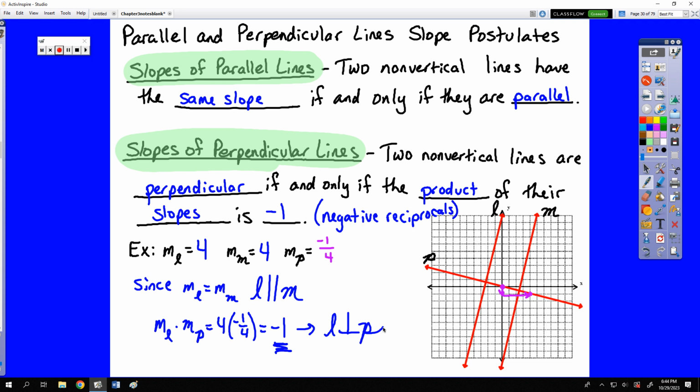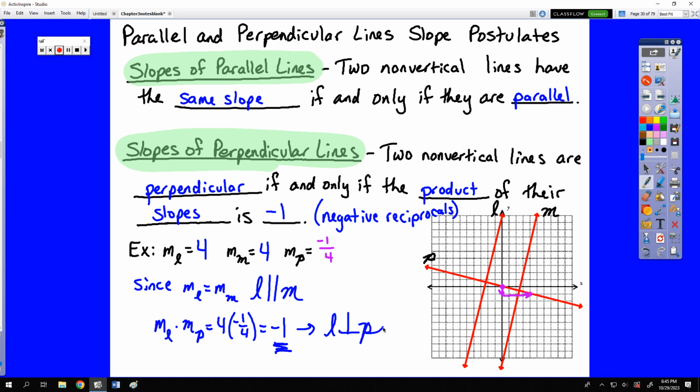To check to see if two lines are perpendicular, we multiply their slopes together, and if that product, that answer, is -1, then those lines are perpendicular to each other. This could also be stated as those two lines have slopes that are negative reciprocals of each other. Now what that means is that one is positive, one is negative, and they are reciprocals, meaning one is a flipped fraction version of the other. So it would require both of those things. One would have to be positive, one would have to be negative, and they would have to be reciprocals.